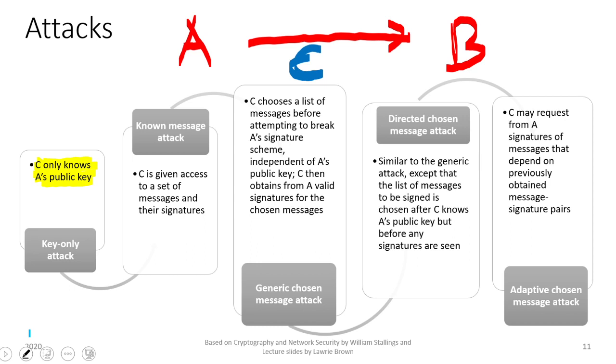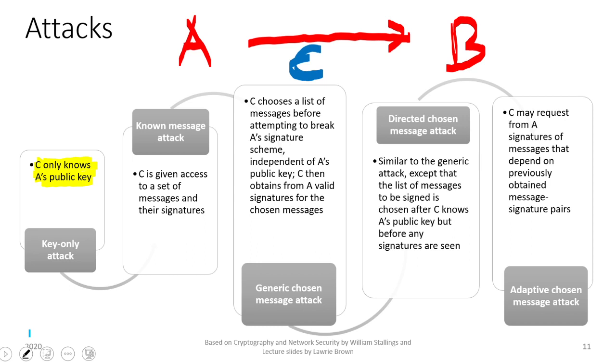Then the third option is what is known as the generic chosen message attack, where C would choose a list of messages that are already known, predefined, or well known, or commonly expected in a communication. That is something they can predict. With that, they would know the message, and they may also know the public key, and they may also get the corresponding digital signatures. So with the combination of these things, can they attempt to break the signature scheme?